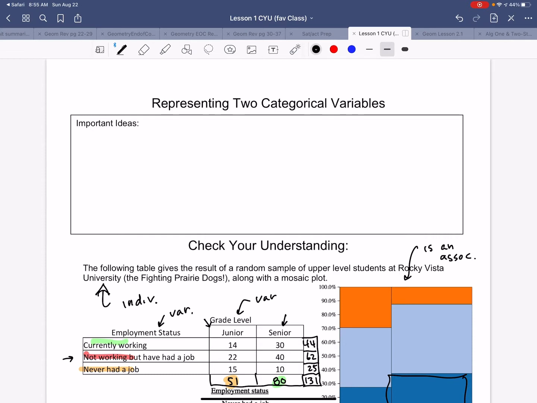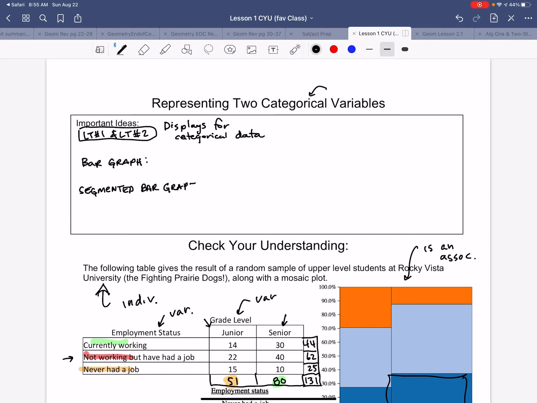So at this point in our lesson, we've focused on what we call 2 learning targets. Learning target 1 and learning target 2 touch on displays, right? You see our topic here, displays. How do we display categorical data? We learned we can do that with a bar graph in our last lesson, in this one a segmented bar graph, and the brand new one from today is a mosaic plot.